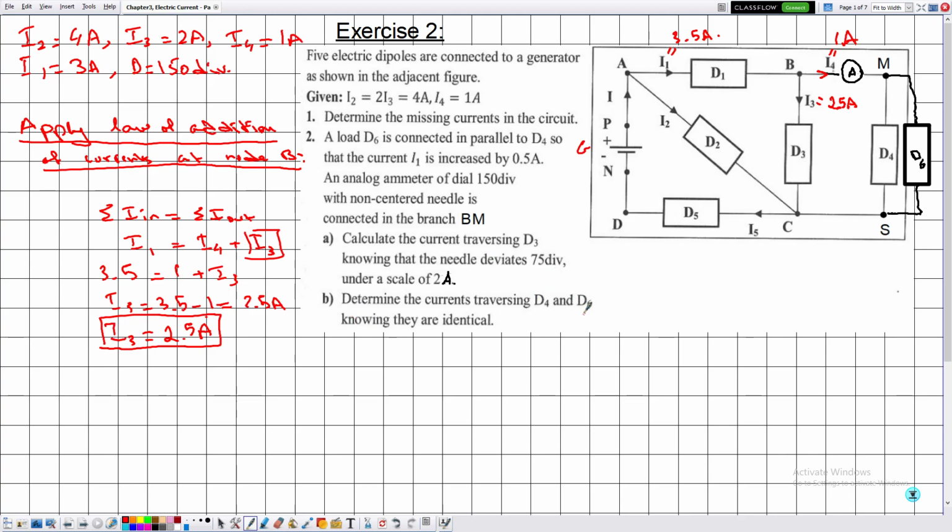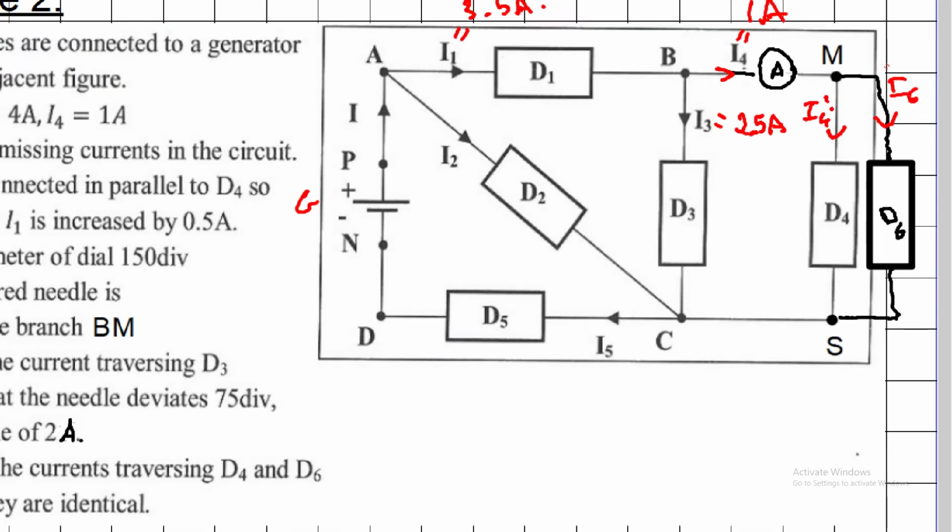Now I didn't yet explain part B, but let me solve it, and in the coming section I will directly explain part B. So now in part B, they are telling me to determine the currents traversing D4 and D6, knowing they are identical. So let's say that this is I4 prime, and this is I6. We are interested in determining the value of I prime 4 and I6, knowing that they are identical.